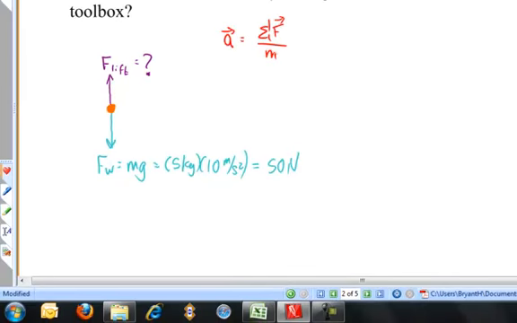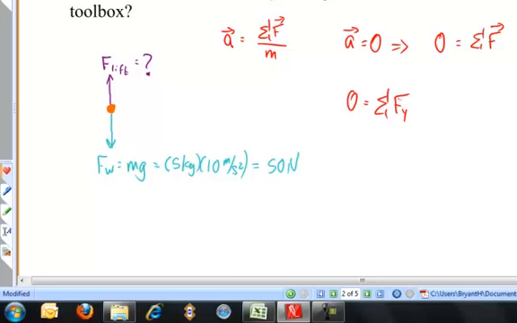Since the toolbox is moving at a constant velocity, the acceleration is equal to zero. And the mass times the acceleration is equal to zero, so zero is equal to the net force acting on the toolbox. Now we're interested only in the vertical motion, so let's talk about the forces acting in the y direction. 0 is equal to the net forces in the y direction.